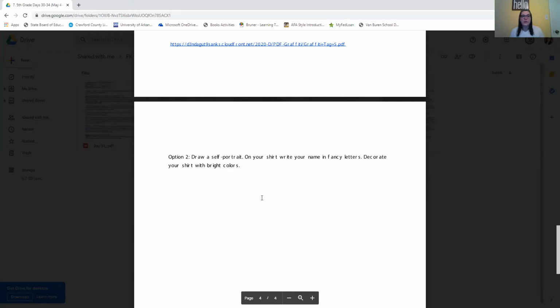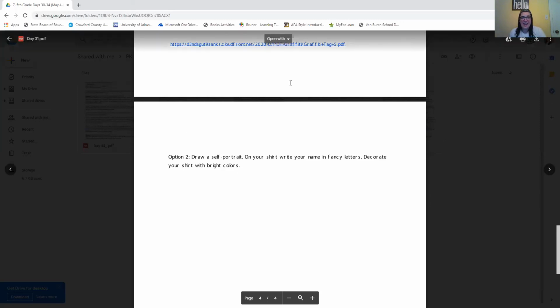So just draw a self-portrait on your shirt, write your name in fancy letters, and decorate it with bright colors. So that's if you choose to do art today and you choose option 2. So all you're going to do today for your AMI work, you're going to choose a math option, choose a science option, and choose one of those specialty activities. So that's all of your AMI work today.